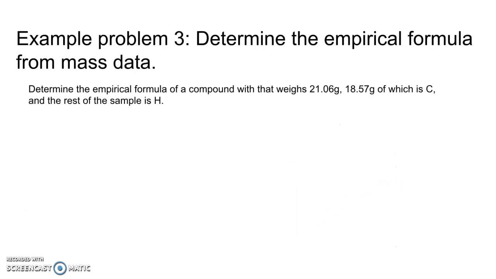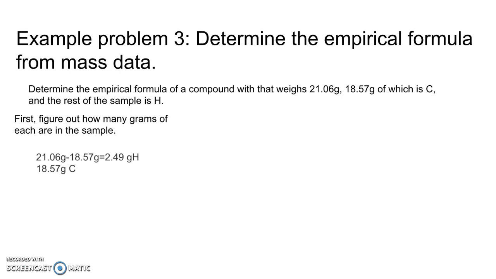All right, so here's another potential type of problem that you could end up with. So determine the empirical formula from mass data. So if I have a compound and the weight of that compound is 21.06 grams, and I know 18.57 grams of that is carbon, and the rest of the sample is hydrogen. All right, great. So I just have to do some simple math first. I already know how much of this is carbon, but how much of it is hydrogen? Easy, I just do some quick math.